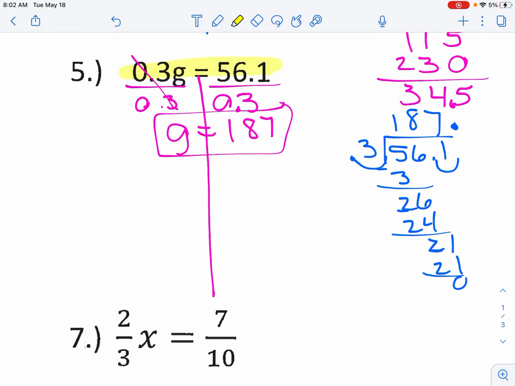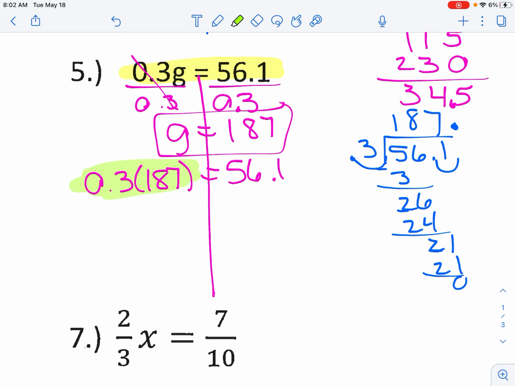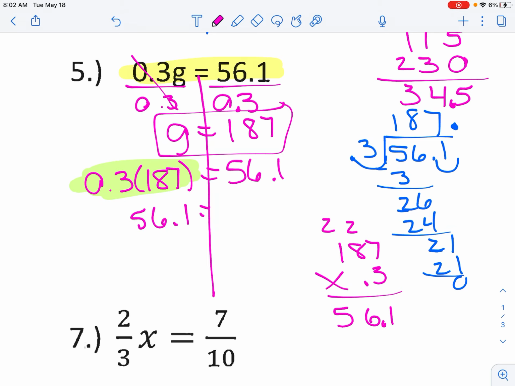So now we're going to substitute. We're going to rewrite our equation, but instead of saying 3/10 times G, now I'm going to say 3/10 times 187 equals 56 1/10. So now this is the math that you have to show me out to the side. So I'm going to multiply 187 times 3/10. So now I can say 56 1/10 equals 56 1/10. Check.